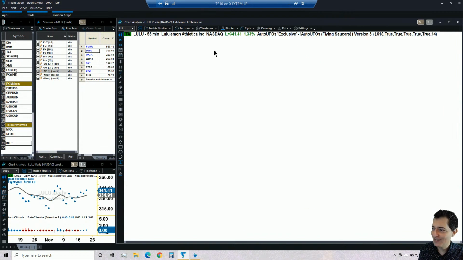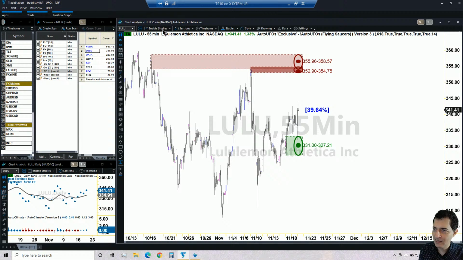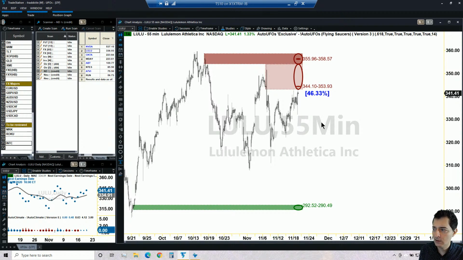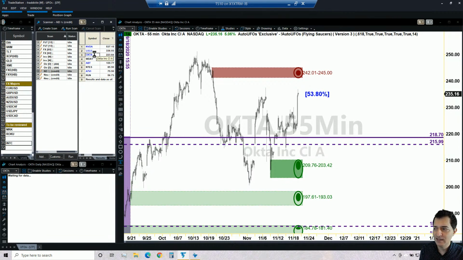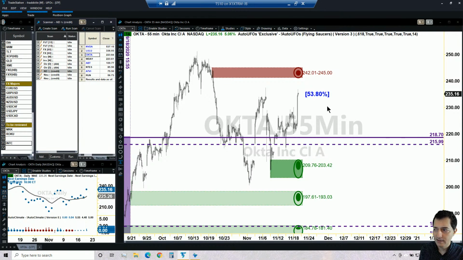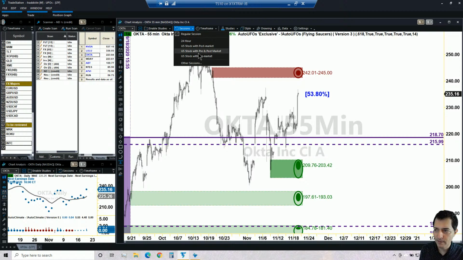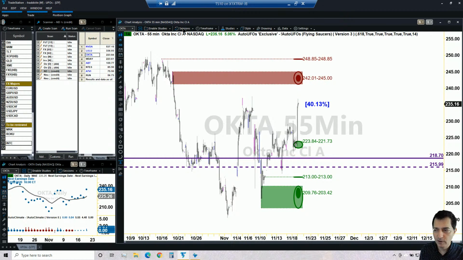Pre and post market, we've got 39% for Lulu. Regular session, we've got 46% for Lulu. We are going to pass. Our requirement is at least 48%. We don't have that, so we pass. Okta, we've got 53%. That's very, very nice. With regular session, pre and post market provides 40%. That is not acceptable. So we come back to regular session.